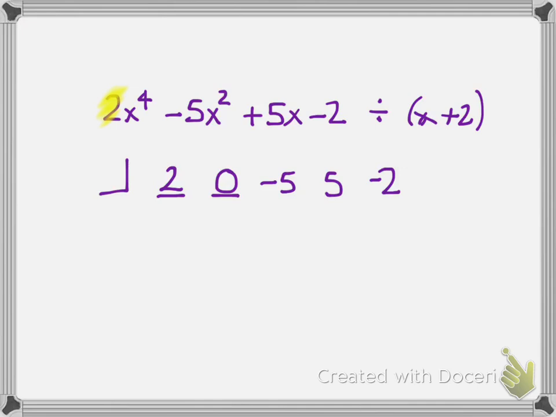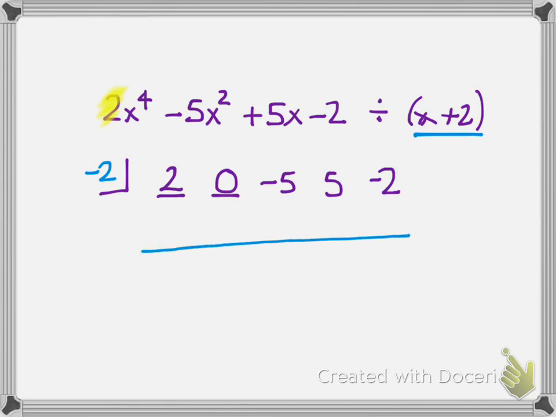I then take a look at what factor we are dividing by. If x plus 2 is a factor, then my 0 would be -2. So -2 goes in our box.